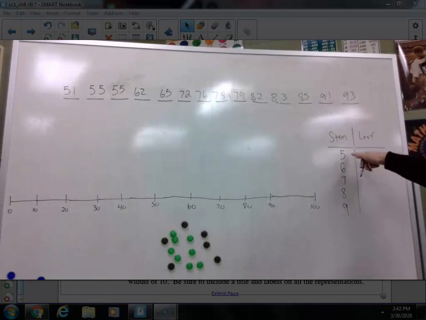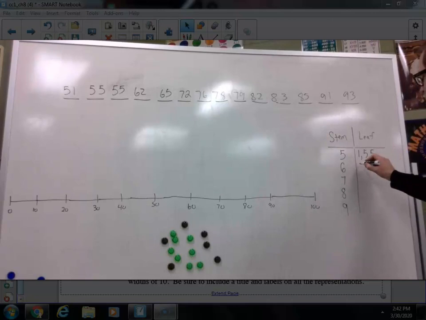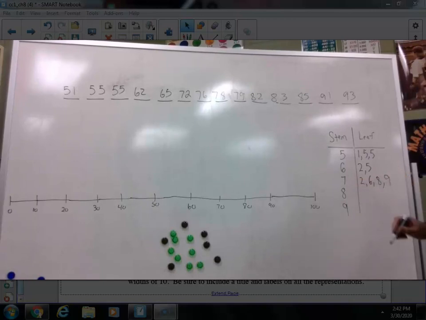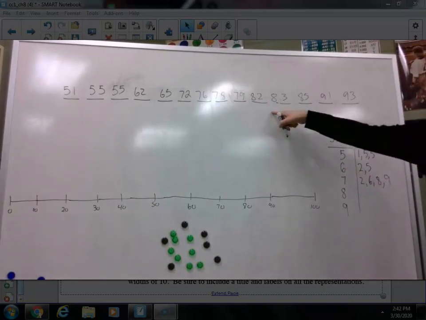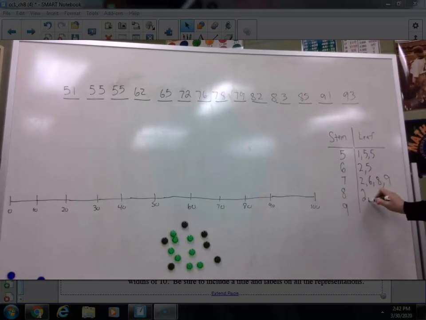So the first number we have is 51, so our stem is 5, and now we have a 1. Our next number is 55, so we already have our stem of 5, so we need 5 here to represent 55. We have another 55, so we have to list it. Then we have a 62. We have a 65, 72, 76, 78, 79, okay? Then we go down to our next stem, and now we're in our 80s, so we have 82, 83, and 85. And then lastly we have 91, 91, and 93.